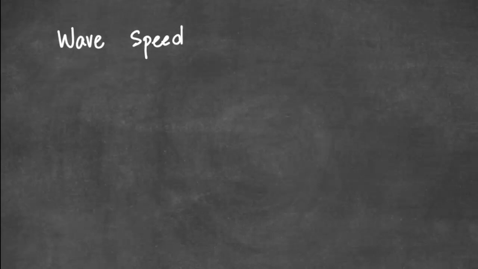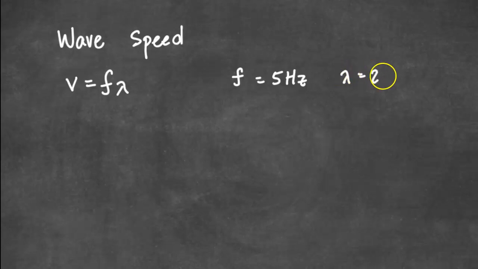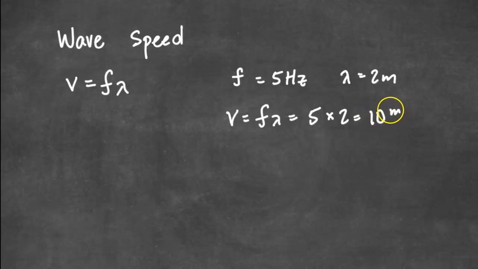We can also measure the speed of a wave, which we refer to as the wave speed. The equation for wave speed is v is equal to the frequency times the wavelength. The symbol for wavelength is the Greek letter lambda. Let's take a look at an example. Let's say that the frequency of a wave is 5 hertz and the wavelength is 2 meters. To find the wave speed, we just take the frequency times the wavelength. So we have 5 times 2, and we get 10 meters per second.